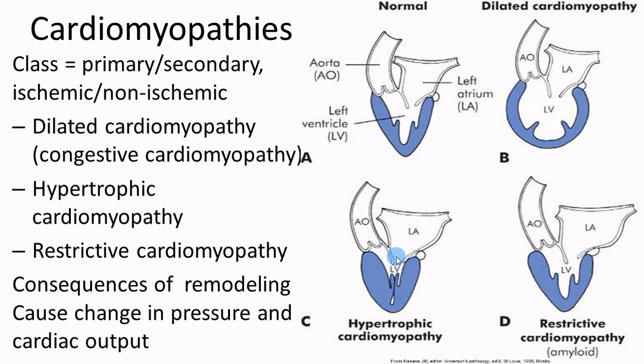So look at the volume. Here's a normal volume in the left ventricle. You have very little volume there. You have a very strong heart, but you're not actually pumping that blood very efficiently. So both of these have similar problems. You're not pumping enough blood.